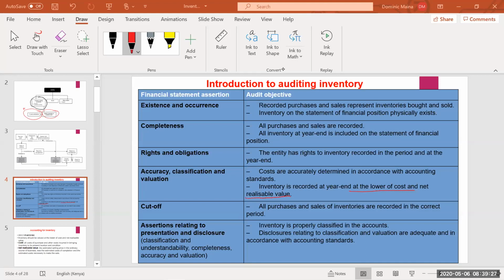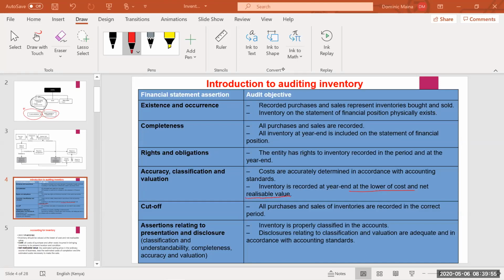Cutoff more or less implies that you're going to be recording the transactions as and when they occur in their correct accounting period. If the sale occurred in the month of January, record it in the month of January, not in the month of December. If the purchase occurred in the month of December, do not record it as if it occurred in the month of January. Account for purchases and sales in their correct accounting period.